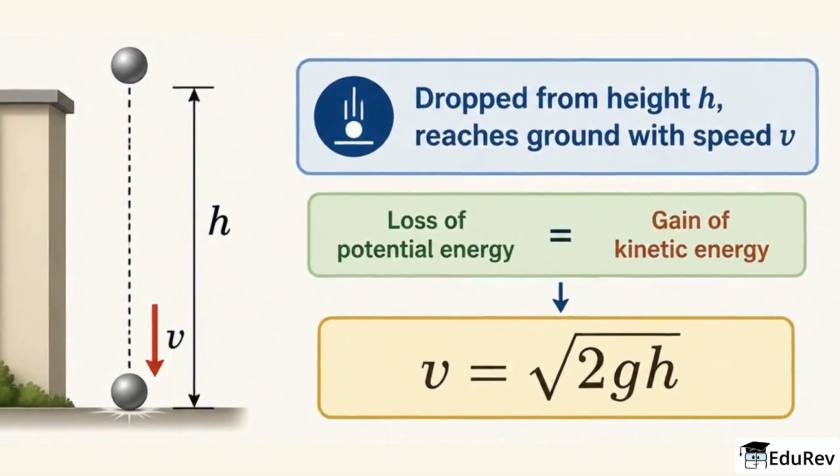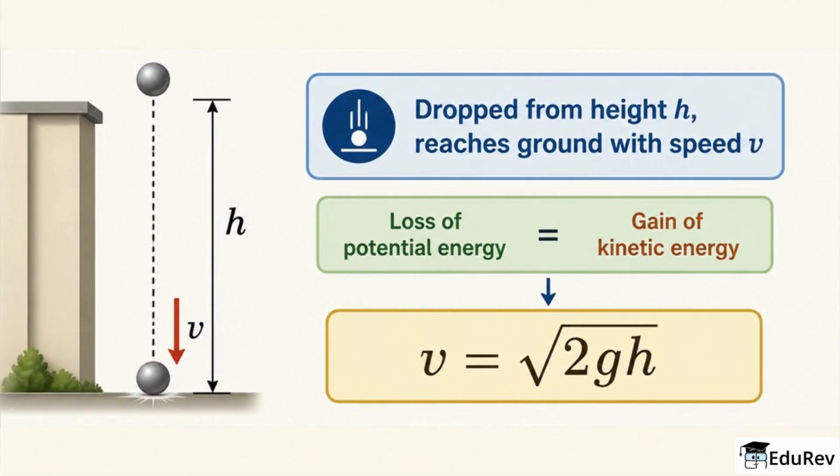As a quick example, a body dropped from height h reaches ground with speed v, given by v equals square root of 2gh, found by equating loss of potential energy to gain in kinetic energy.